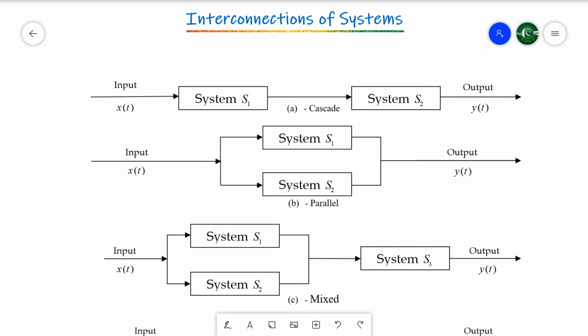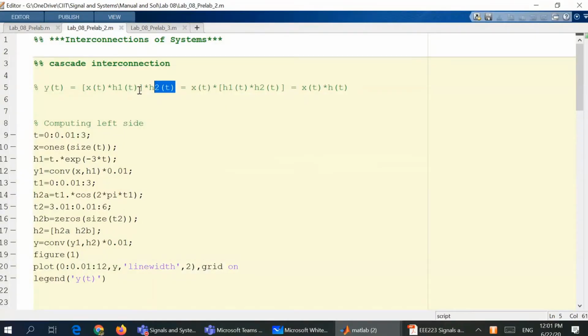Now what you can do is just convolve the input with the equivalent system's impulse response, and we will get the output. Okay, so now let's take the left part and compute the left side first, and then we will take the right side, meaning the equivalent system, and we will compute that in the next portion, and then we'll compare these two.